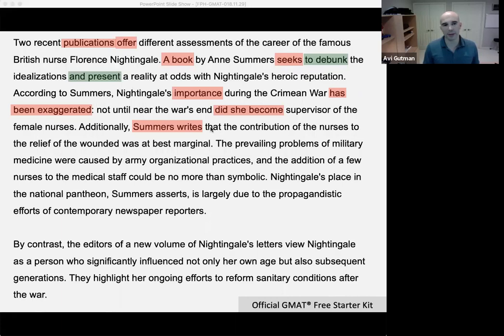Can we find the subject and the verb for this new clause that comes after the word that? And I'll highlight that it's not the nurses, because that came after the word of. It's not the relief, because that came after the word to, which was also a preposition. It's not the wounded, because they came after the word of. This looks like a verb, was. So what was at best marginal? What was at best marginal? The contribution was at best marginal. Okay, next sentence.